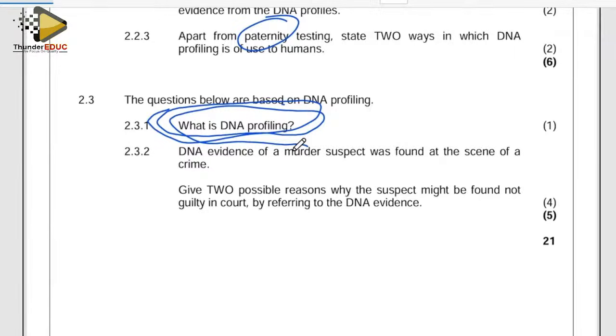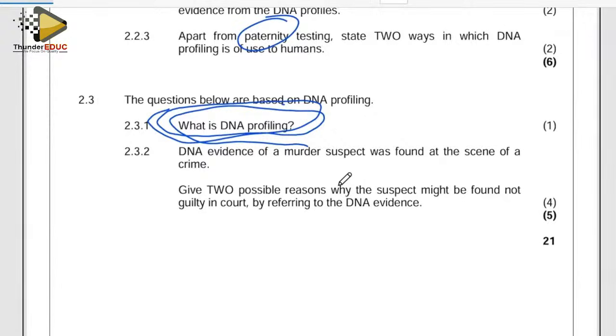DNA evidence of a murder suspect was found at the scene. Give two possible reasons why the suspect might not be found guilty in court by referring to DNA evidence. Now, this question is just an application question. You just think about it. Basically, they're looking for why DNA profiling is not 100% reliable.